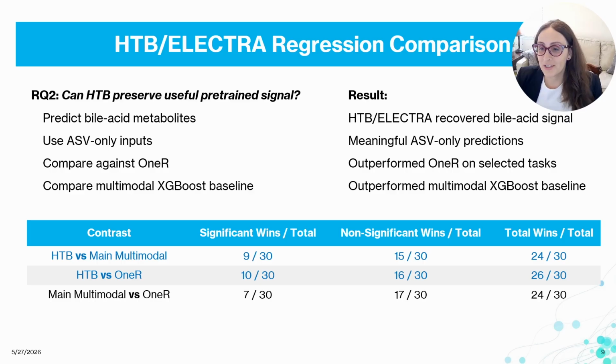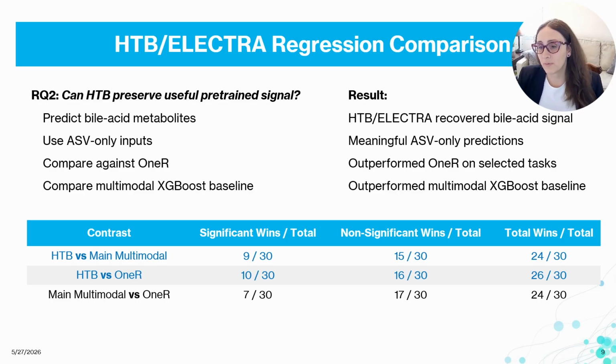We then passed the HTV-derived sequence arrays through a pre-trained Electra-based microbiome encoder. A supervised regression head was trained on top of this representation to predict bile acid outcomes, and its performance was compared against the same 1R regression baseline. The result was that the HTV Electra model also showed statistically supported improvement over not only 1R for the selected bile acid tasks, but also the baseline multimodal model.